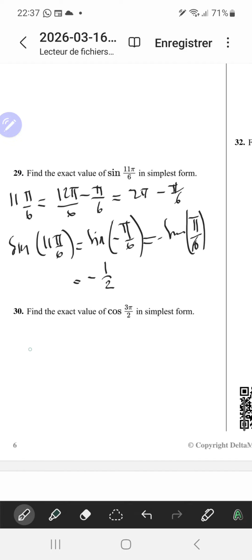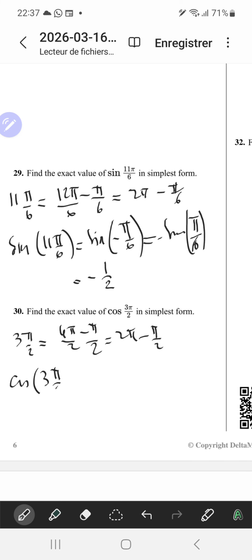This one, cosinus of 3 pi over 2. So 3 pi over 2 is what? Is 4 pi over 2 minus pi over 2. So it's 2 pi minus pi over 2. Cosinus of all this, so it's cosinus only of minus pi over 2, because we can eliminate the 1 tour, come back to the same point. And cosinus minus x is cosinus x, so it is 0.